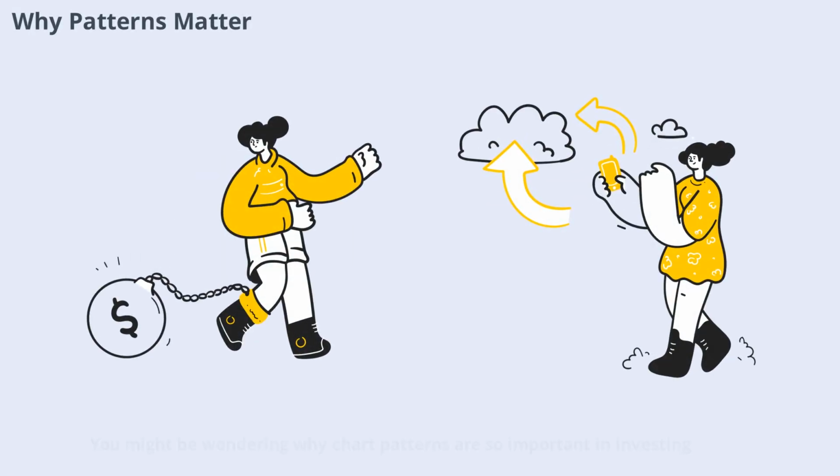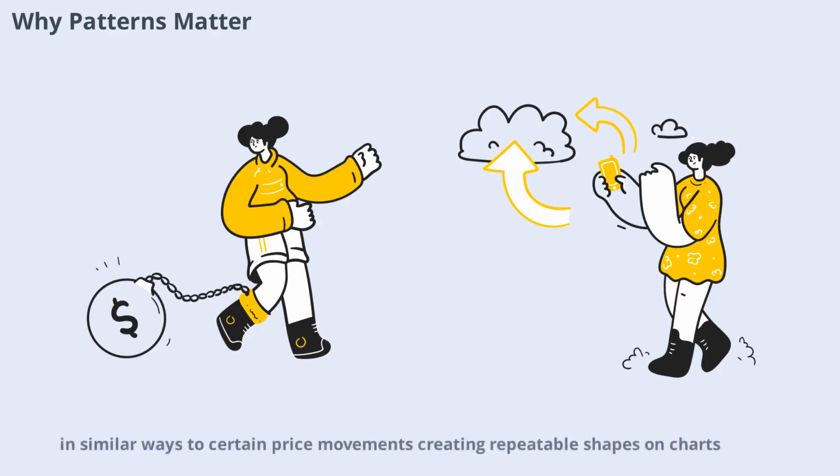You might be wondering why chart patterns are so important in investing. The answer lies in market psychology. Patterns form because investors tend to react in similar ways to certain price movements, creating repeatable shapes on charts. By learning to recognize these patterns, you can gain insight into the collective behavior of market participants. This knowledge helps you make more informed decisions, manage risk, and potentially increase your return. In the next scenes, we'll dive into specific patterns and how to spot them.